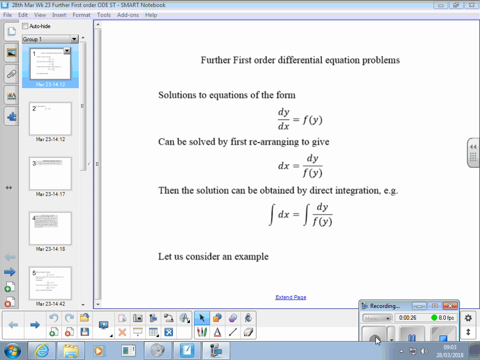If we have an equation of the form dy by dx is equal to a function of y, we can solve that by first rearranging to give dx is equal to dy over the function of y. So we rearrange so we've got dx on one side and the y terms on the other, and then we integrate both sides to find a solution by direct integration, using the variety of integration techniques that we have at our disposal. So we'll consider an example.